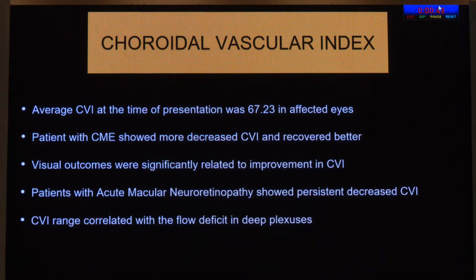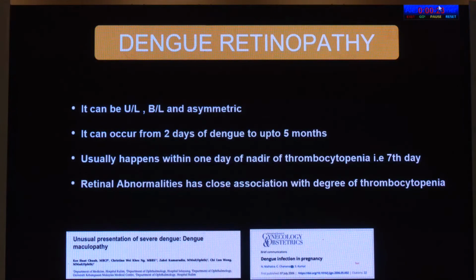While the patients who had foveolitis and a picture of acute macular neuroretinopathy didn't recover better. They had some persistent visual problems, approximately in 7 patients, and their choroidal vascular index was decreased even after the recovery at the 6th month. So the CVI range also correlated with the flow deficit in the deep plexus in the OCT angiography.